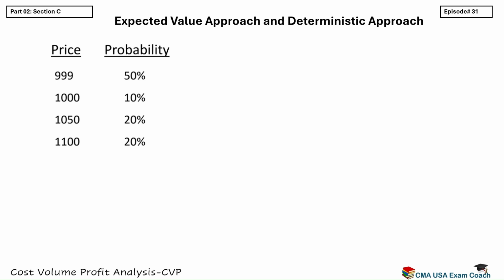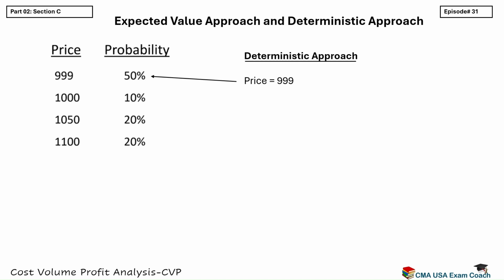Let's first apply the deterministic approach. In the deterministic method, we simply take one fixed value, usually the most likely or the average-looking value. So here the price will be considered as $999. There is no consideration for uncertainty or variability. So the answer using the deterministic approach is price equals $999.